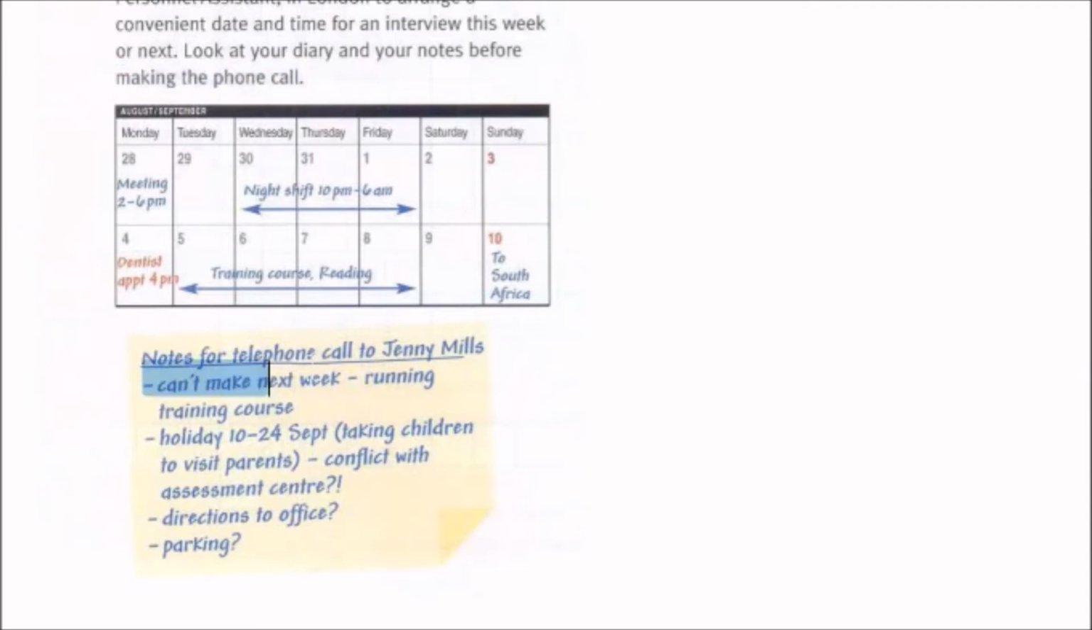Notes for telephone call to Jenny Mills. Can't make next week. Running training course. Here's the training course. On holiday, 10th to 24th of September, you are taking the children to visit parents in South Africa. So, conflict with assessment center. Directions of office, you have to ask the person there, what are the directions to the office? And is there parking facility to park my car?